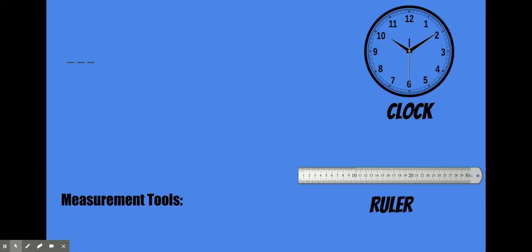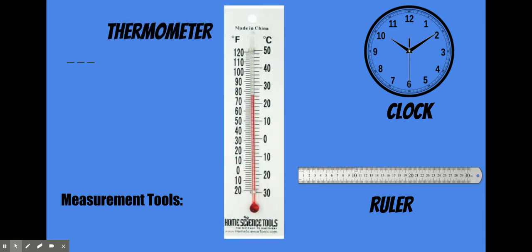In math, we use many tools to measure things. If you want to know the time, you have a clock to measure time. If you want to know the length of something, you might use a ruler. Well, if we want to know the temperature, we use a tool called the thermometer.